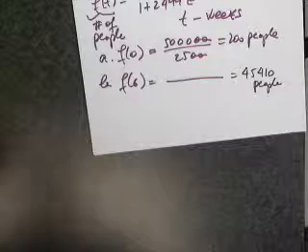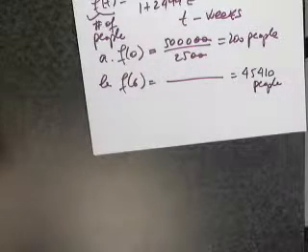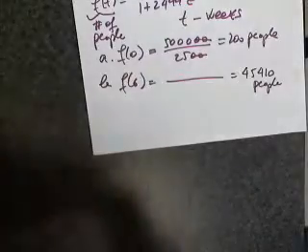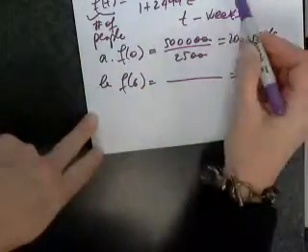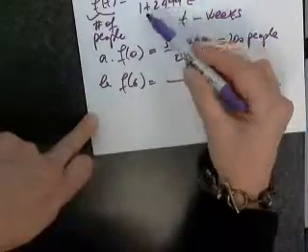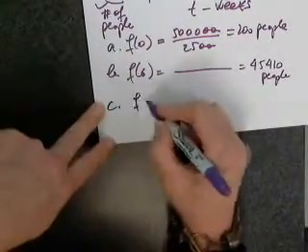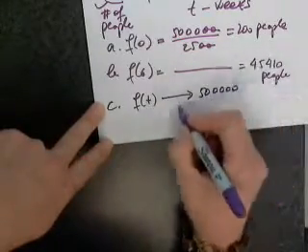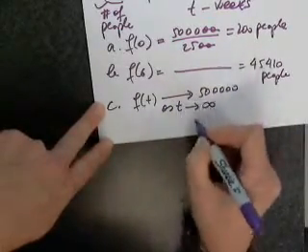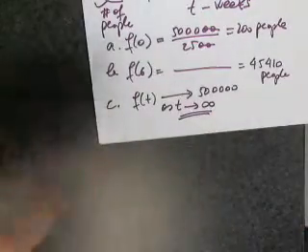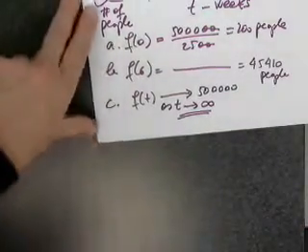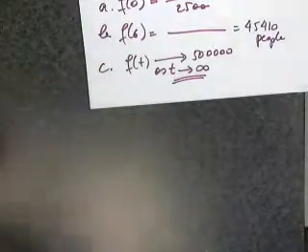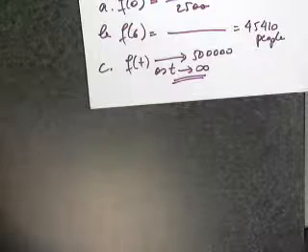Part C. What is the limiting size of the population of f of t, the population that becomes ill? 500,000. Yes, because as t approaches infinity, this will approach 0, and 0 times this will be 0, so f of t approaches 500,000 as t approaches infinity. This is the concept, but we can't really say that t approaches infinity, but that's what they're asking us to do. Okay.